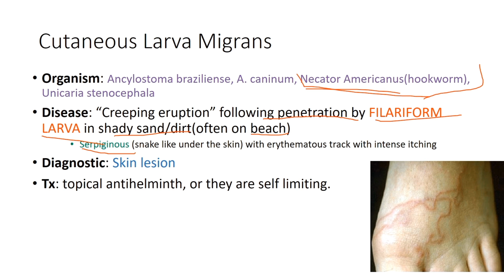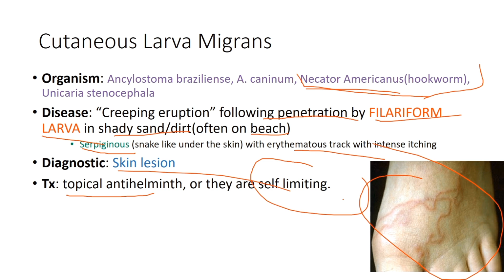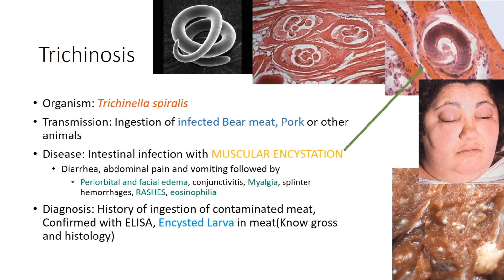So it causes this serpiginous or snake-like track under the skin, and you can see the little tracks that this guy is following around in here. So pretty much diagnostic, you just need the skin lesion. You can see it, great, I know what you have. Sometimes we give topical anti-helminth, but usually they're self-limiting in about 4 to 6 weeks. So enjoy that wonderful feeling for about 4 to 6 weeks. I can't imagine that.